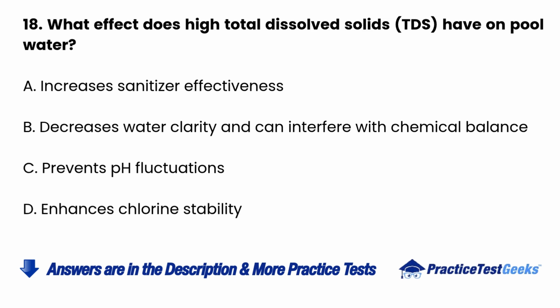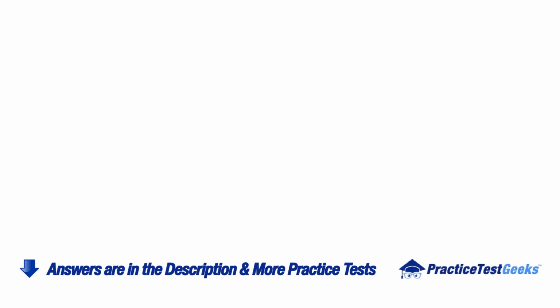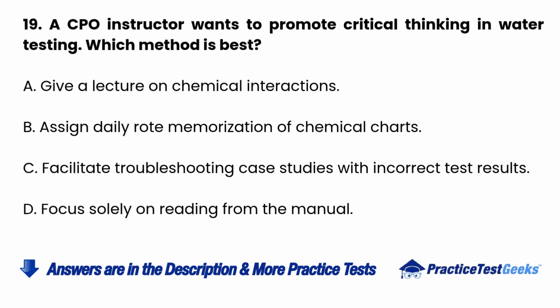18. What effect does high total dissolved solids (TDS) have on pool water? A. Increases sanitizer effectiveness. B. Decreases water clarity and can interfere with chemical balance. C. Prevents pH fluctuations. D. Enhances chlorine stability.